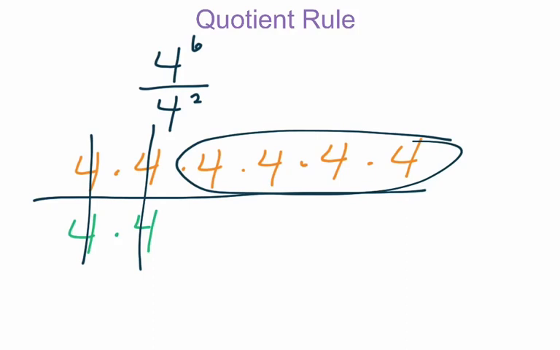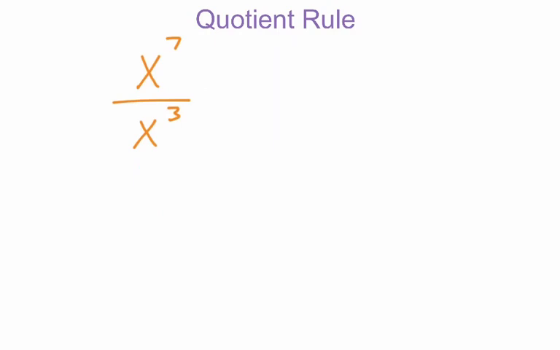So it looks like this, 4 to the 4th power. But the easier way of doing that is saying, hey, look, my exponents: if I take the 6 and subtract away the 2, I get 4, I keep the base the same, and I have 4 to the 4th power. So, subtracting the exponents. Let's try another one.